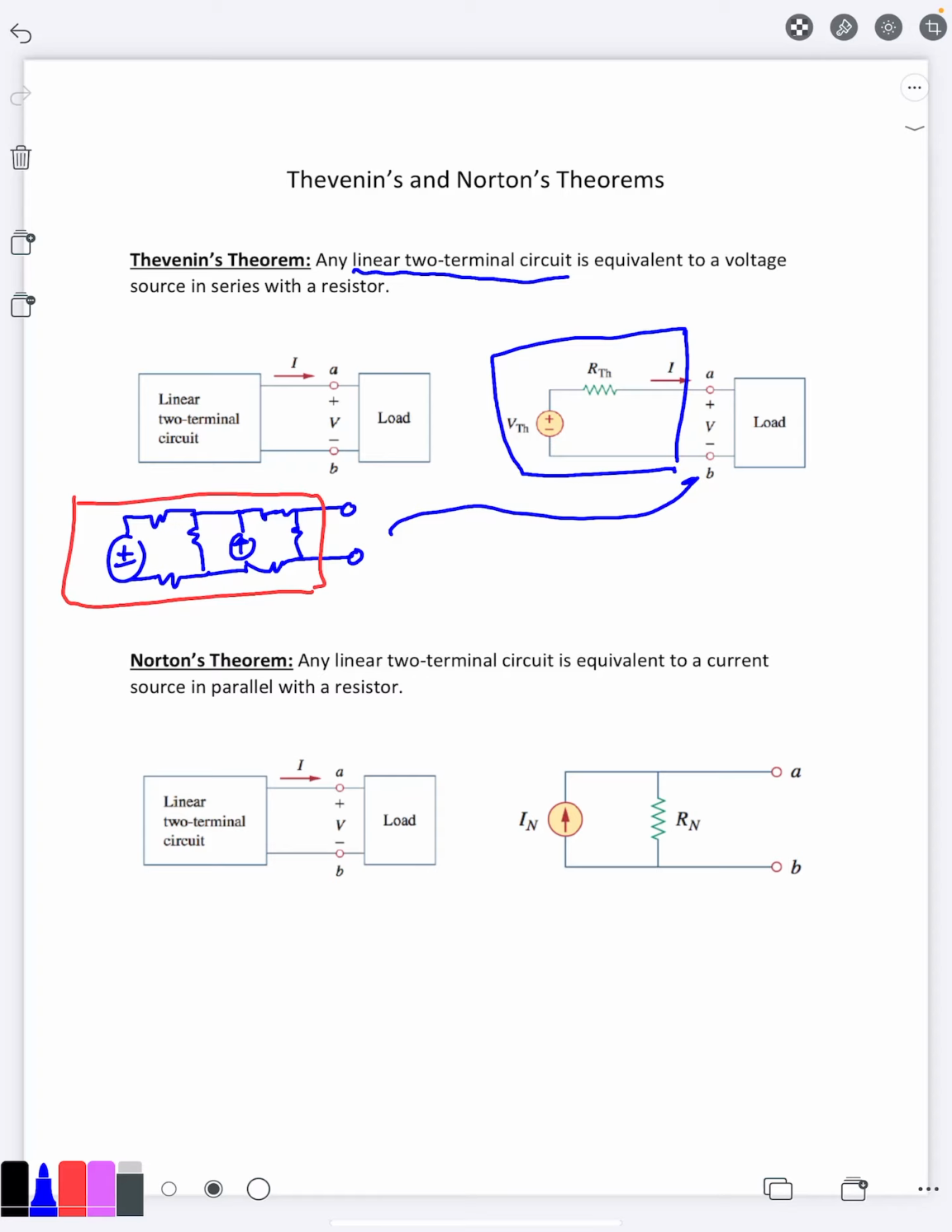Norton's theorem is incredibly similar. Again, any linear two-terminal circuit is equivalent to, in this case, instead of being equivalent to a voltage source in series with a resistor, it is equivalent to a current source in parallel with a resistor. And so, really, you just use Thevenin's theorem and apply source transformation, you get Norton's theorem, and that's all there really is to say here. And as a result of source transformation, that means your Thevenin resistance is equal to your Norton resistance. So it's the same number there for both of them.